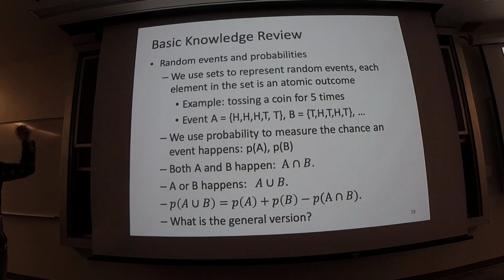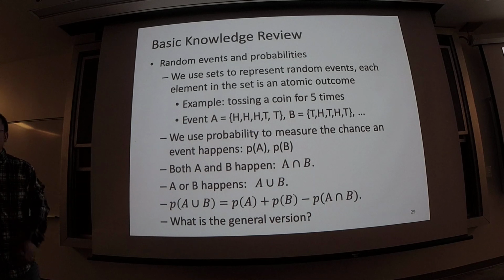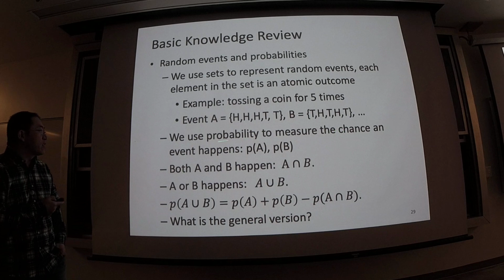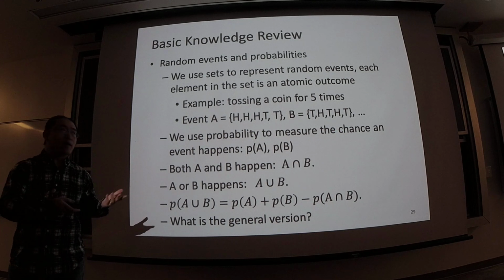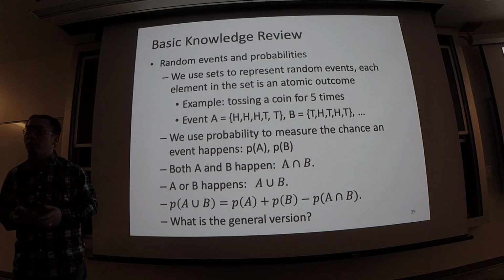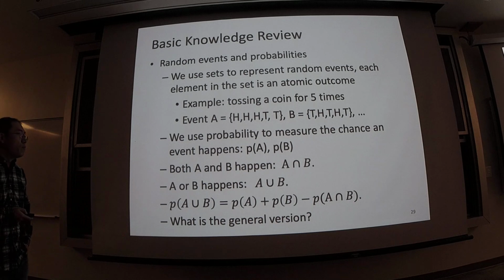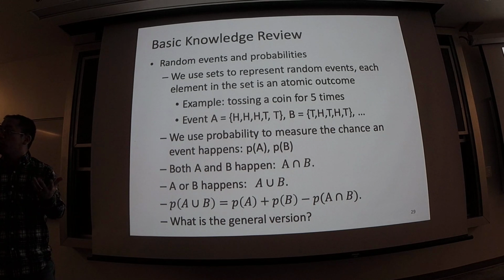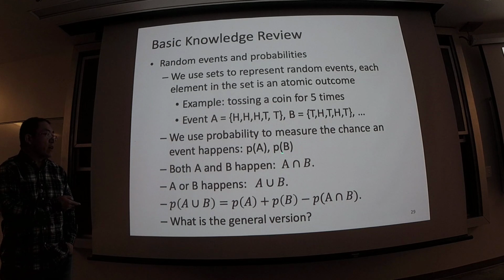So given some particular event, we assign a probability to measure the chance that event happens. Remember, those events are random. They have some chance to happen. They have some chance not to happen. So we use a number which is between 0 and 1, which we call probability, to measure the chance it happens or not. P of A and P of B.